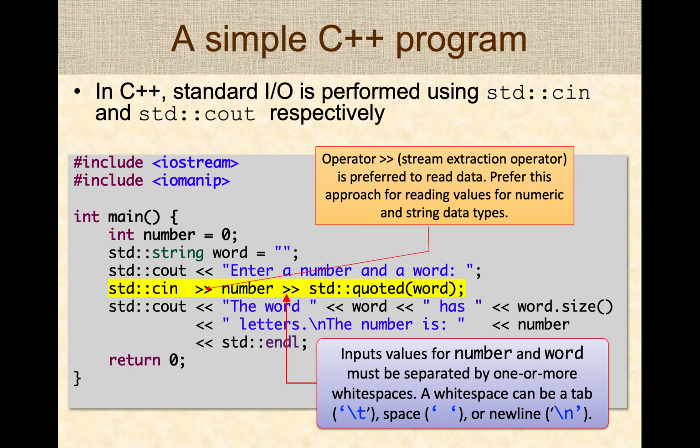Notice how multiple values are read using one statement. Each one of these input values must be separated by one or more white spaces. A white space can be a tab, an actual space, or a new line. So the libraries automatically take care of reading the data, immaterial of how many white spaces are entered between successive inputs that are entered by the user.